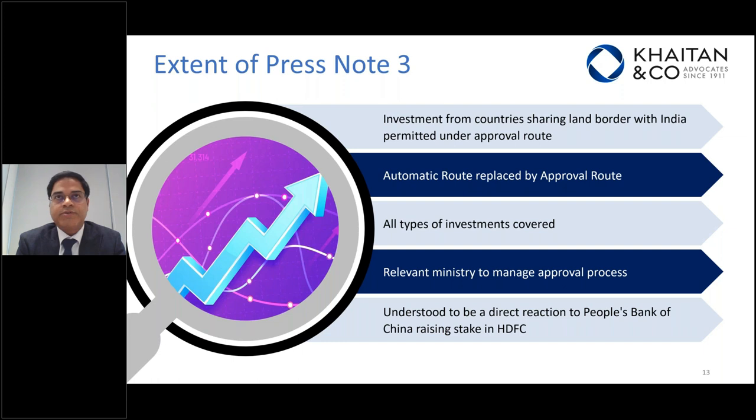And under Press Note 3, all kinds of ownership, whether direct or indirect, and all kinds of investments are covered. So, for example, if there is a Chinese investor who already has an existing Indian investment and they get any rights issue or bonus issue, even that kind of investment is covered under Press Note 3. It's not just a fresh investment, or a follow-on investment. Next slide, please.